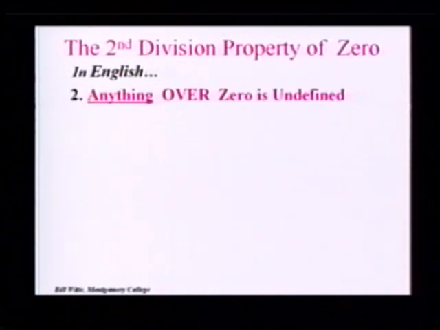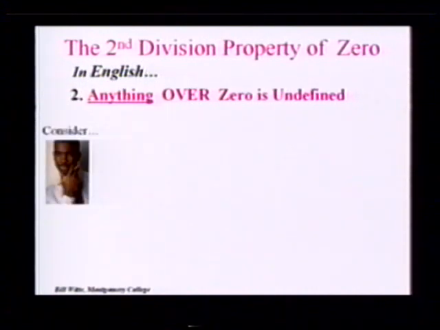The second division property of 0: Houston, we have a problem. Uh-oh. Anything over 0 isn't 0, but is undefined. Think about this.